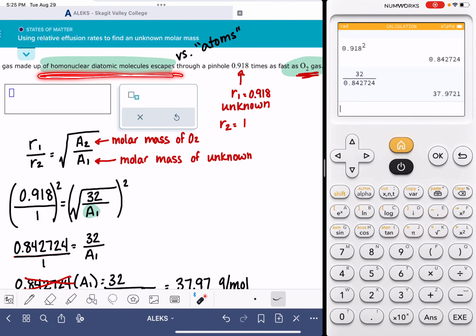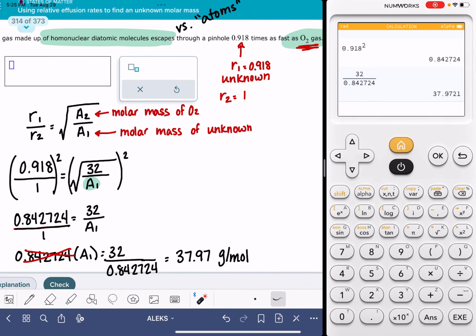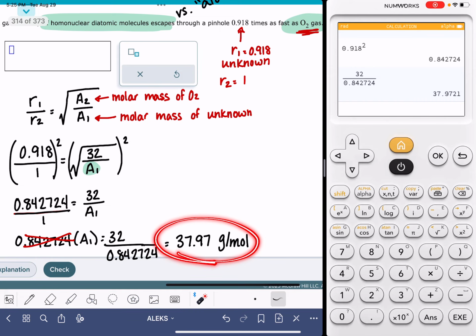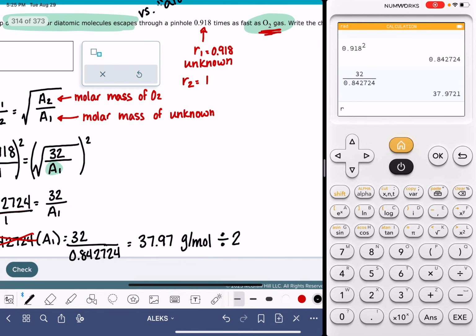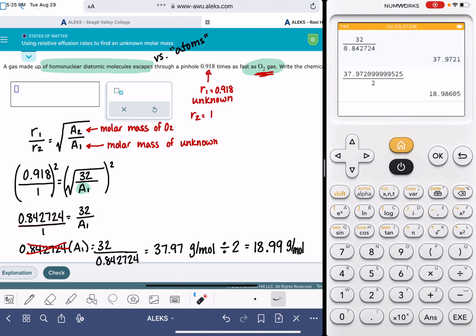I have homonuclear diatomic. What exactly does that mean? Homo means same, nuclear. Diatomic means two atoms. So I have two atoms that are the same in this molecule. This is the molecular weight of a molecule that is made up of two identical atoms. So what I'm going to need to do is divide this number by 2 to give me the mass of each individual atom. I'm getting 18.99 grams per mole.